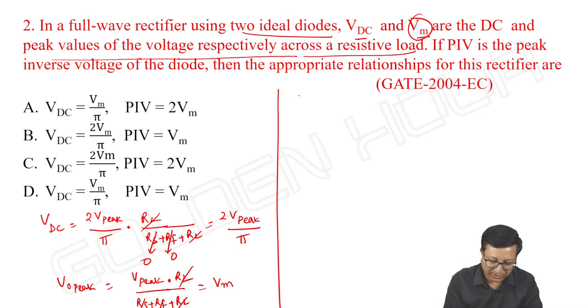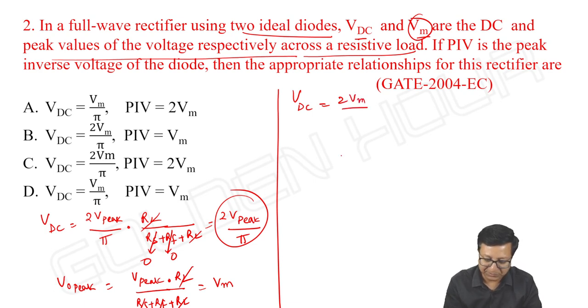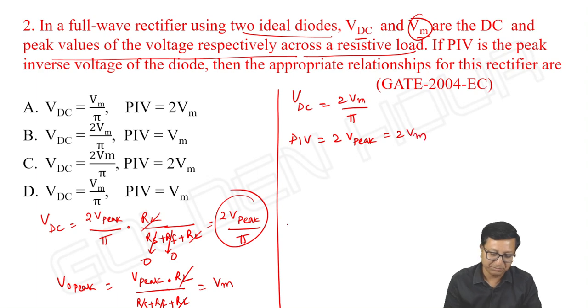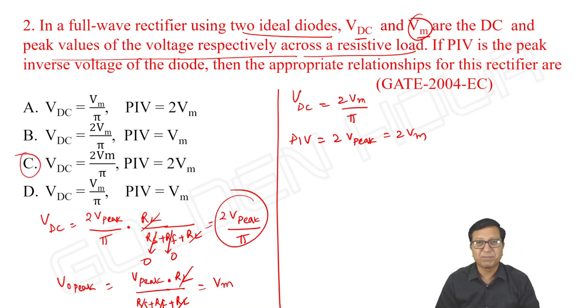If that is the case, I can write VDC is equal to, in this 2 into V peak, it is 2 Vm by pi. VDC value we have got. Next, what about peak inverse voltage? Peak inverse voltage is 2 times the peak amplitude of the input voltage, so its value is 2 Vm. So which is correct? Option C. VDC is equal to 2 Vm by pi and peak inverse voltage is 2 Vm. That's it.